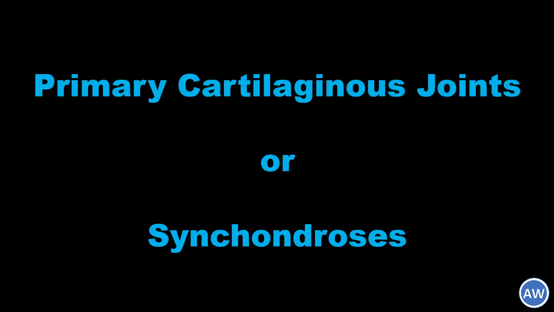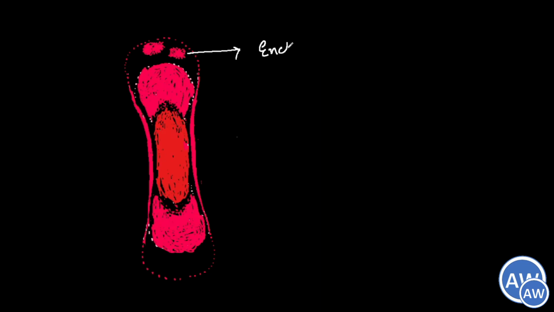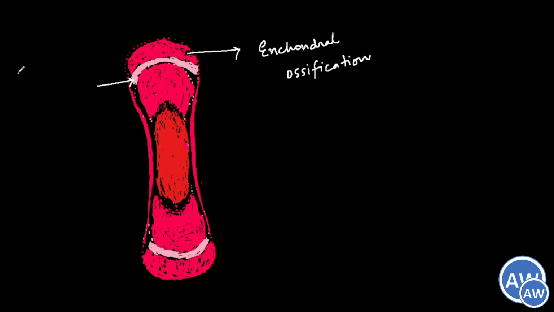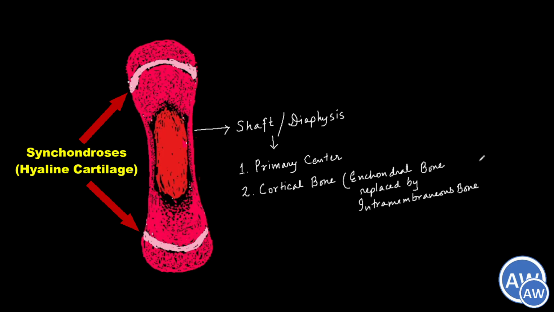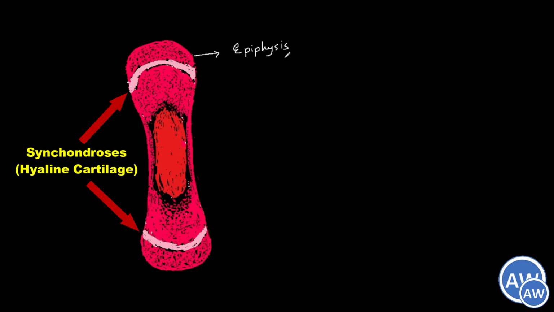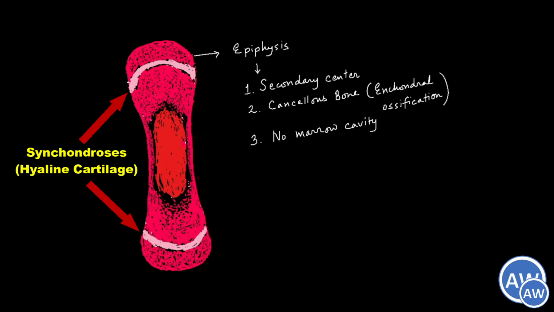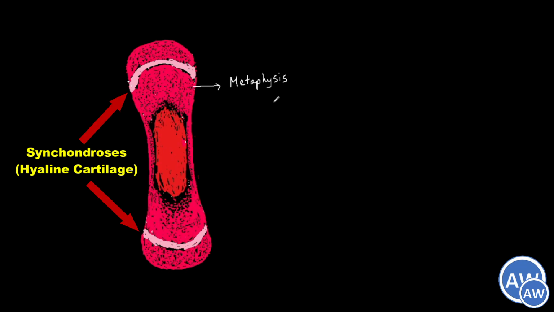The primary cartilaginous joints, or synchondroses, occur where the advancing centers of ossification are separated by an area of hyaline cartilage. These are present in all long bones which form from more than one center of ossification. These are temporary and are always concerned with growth. The synchondroses joints are almost exclusively associated with the growth plates.